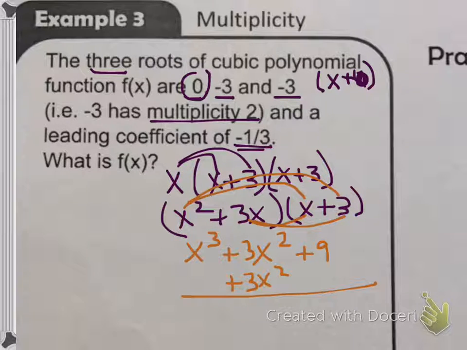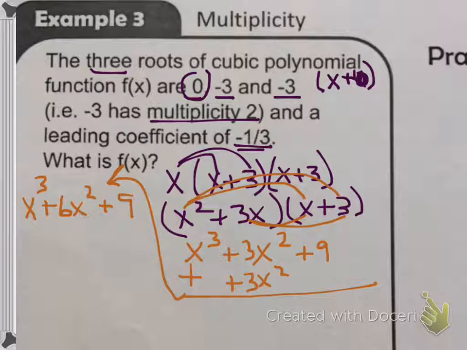I'm going to add those together straight down, and I'm just going to bring my answer up over here so that I have a little bit more space to work. So that adds together to be x cubed plus 6x squared plus 9. Now I'm almost done with this because this is a polynomial function that has those roots. But the thing that I'm missing is that my leading coefficient is not a negative 1/3. The number that's out here is a 1.